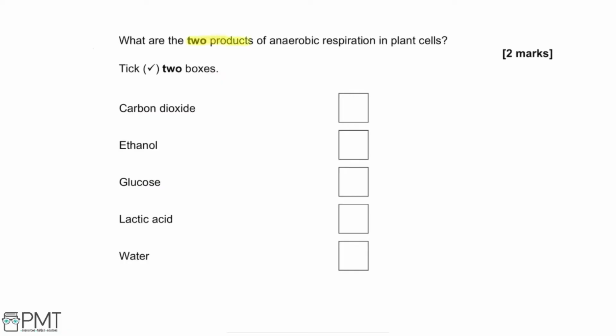What are the 2 products of anaerobic respiration in plant cells? Tick 2 boxes, and this question is worth 2 marks. Remember, anaerobic respiration is when you are not taking in oxygen. Working down the list, the first option is carbon dioxide, and in plants this is correct. The second option down the list is ethanol, and this is also correct. Carbon dioxide and ethanol are the products of fermentation, the process that occurs when plant cells respire anaerobically.